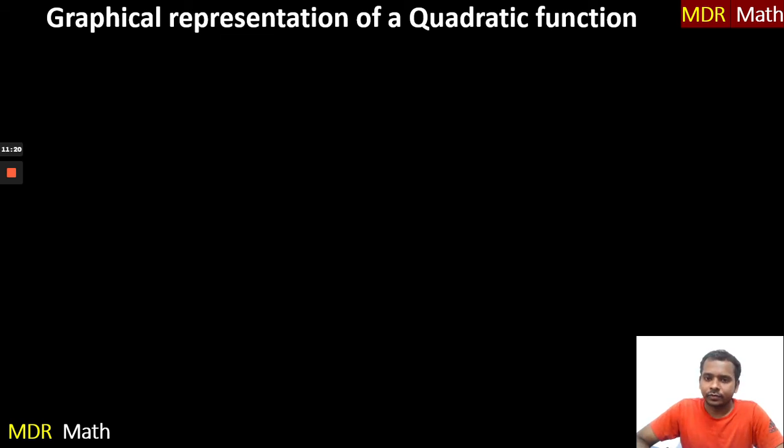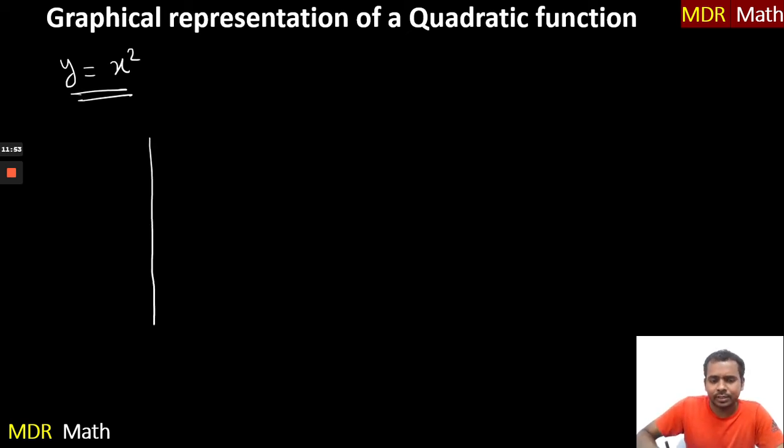The graphical representation of a quadratic function is very important, especially for solving the problems from JEE Main and JEE Advanced. The problems which are based on the location of the roots require the minimum knowledge of the graphical representation of a quadratic function. Here I am going to explain in detail how to represent a quadratic function and how to locate the roots of a quadratic equation. So for that, let's start with something very simple, that is y is equal to x square.